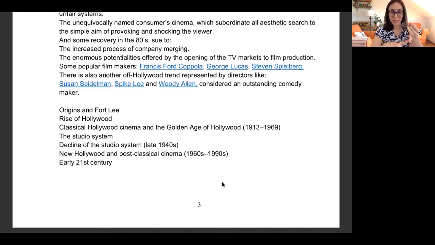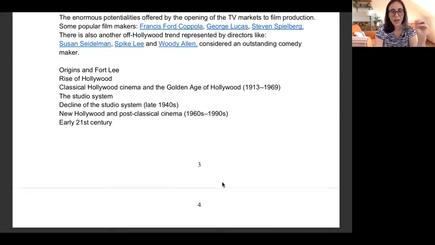Origins and Forge-Lee, Rise of Hollywood, Classical Hollywood Cinema, and the Golden Age of Hollywood, 1913 up to 1969, the studio system, decline of the studio system, late 1940s, New Hollywood and post-classical cinema, 1960s up to 1990s, and early 21st century. This can be, as I told you, the structure.